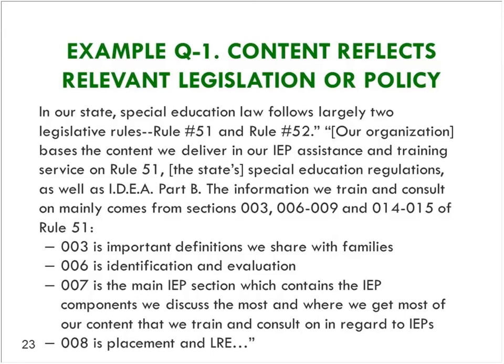looking for. In this case, the example is for the first quality measure, which is that the content reflects relevant legislation or policy. I'm not going to read this word for word, but as you'll see on the slide, the respondent is talking about rule number 51 and rule number 52, which is their state regulation. They're talking about IDEA Part B, sections 003, 006, 009, and they're then specifying what the content of those specific sections is. So they're talking about identification and evaluation.